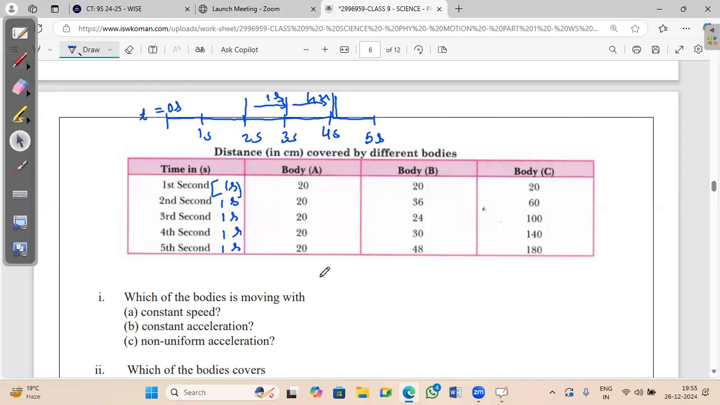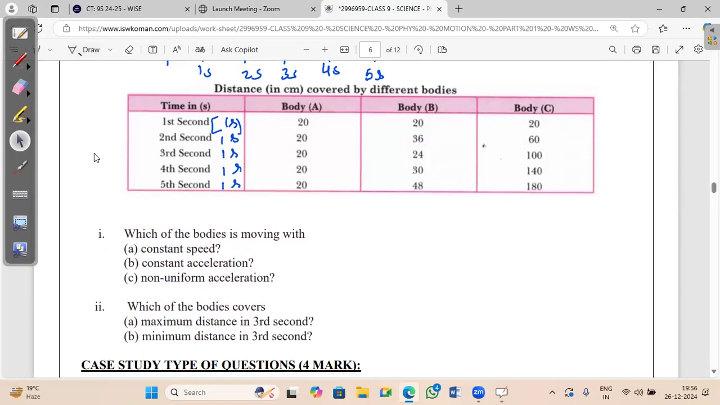So which of the bodies is moving with constant speed? In every 1 second, it should be moving the same distance. Body A. Yeah, body A, it is moving with a constant speed.